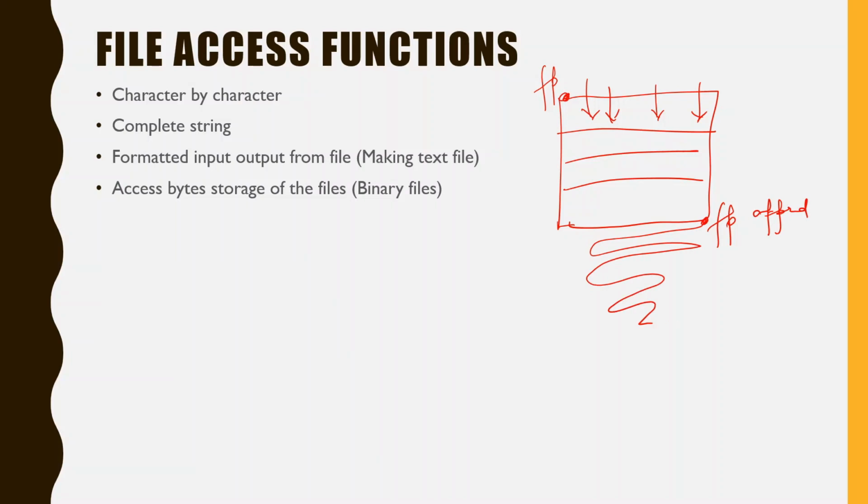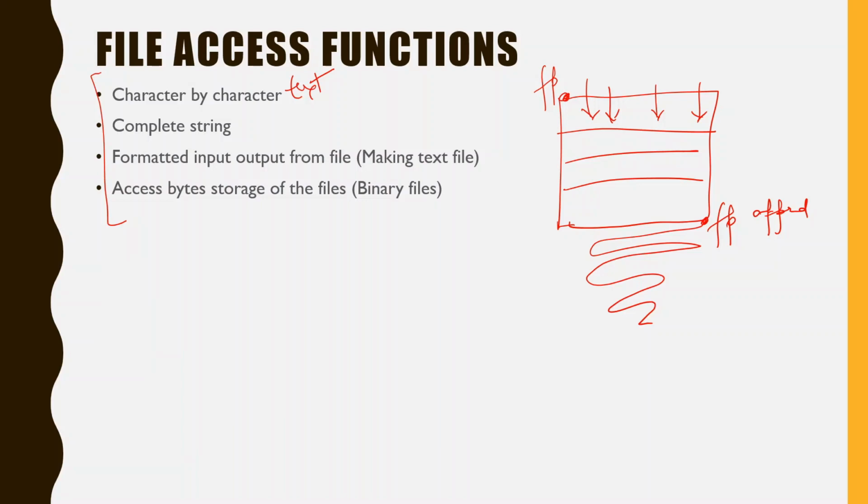Now we can access the data of the file from the file pointer, but this can be done in four different ways. That is, we can access character by character. This would be done when there is a text file. So in the text file, the data stored can be accessed character by character, or it can be stored character by character. Other than that, we also have a method which is used for storage of complete strings inside the file, and also for accessing strings directly from the file.